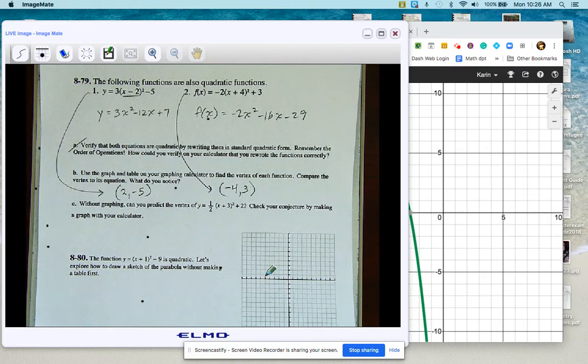Okay? So knowing that, I don't know why I've got these little dots here. Sorry.